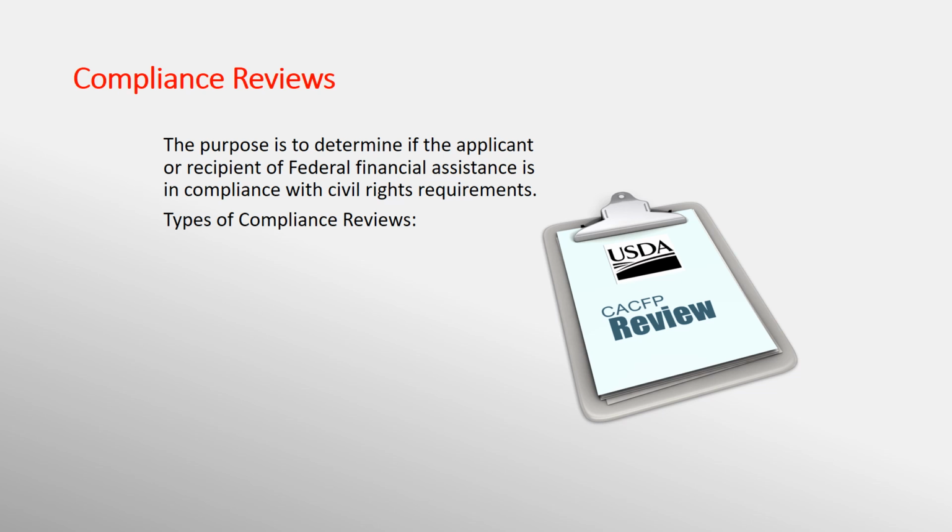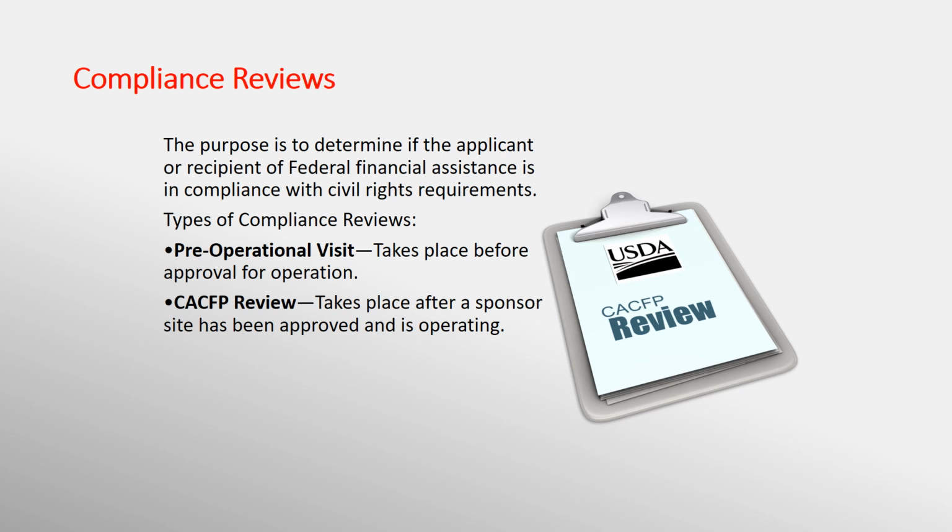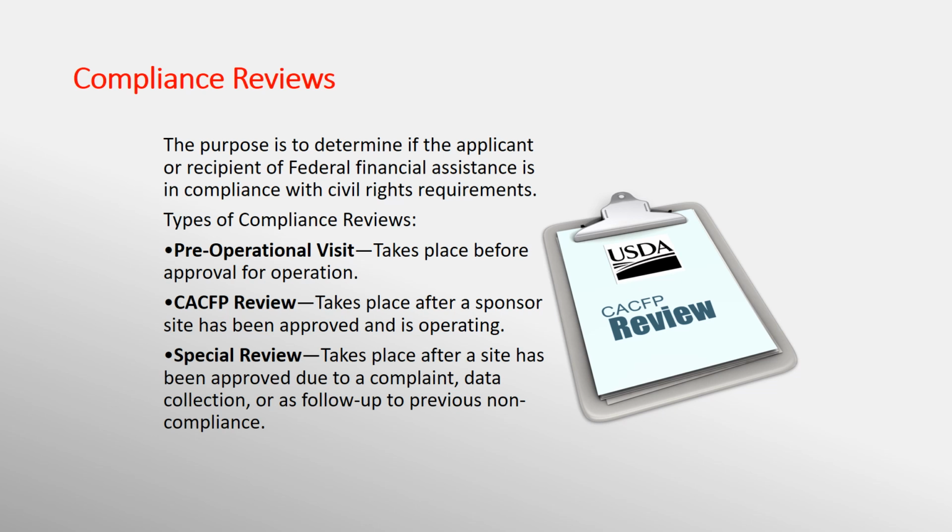The purpose of compliance reviews is to determine if the applicant or recipient of federal financial assistance is in compliance with civil rights requirements. Types of compliance reviews include pre-operational visits, which takes place before approval of operation. CACFP review takes place after a sponsor site has been approved and is operating. And the special review takes place after a site has been approved due to complaint, data collection, or as a follow-up to previous non-compliance.